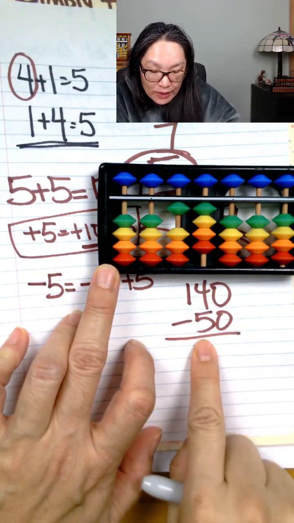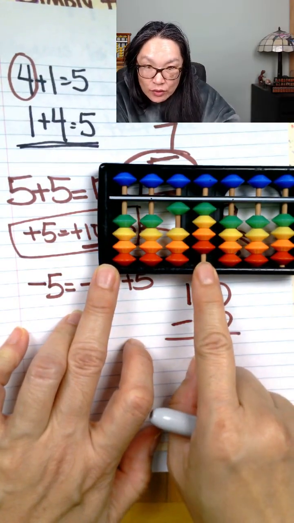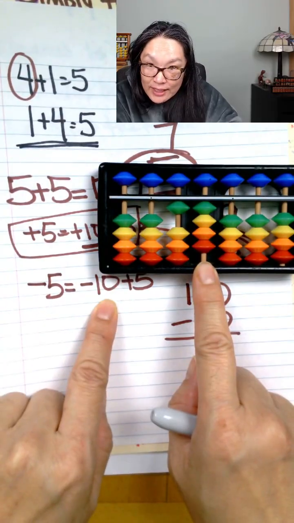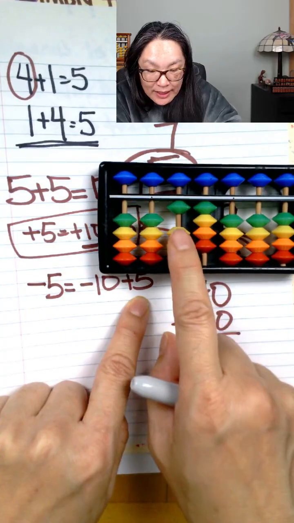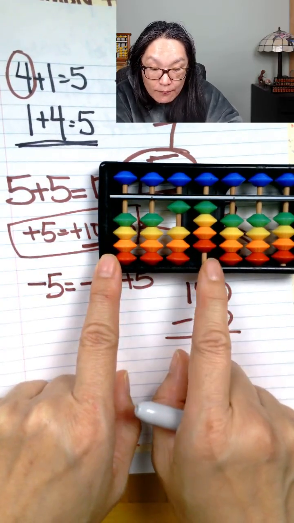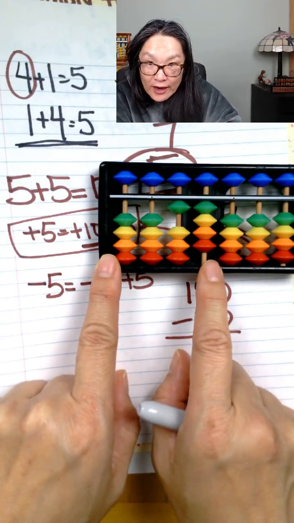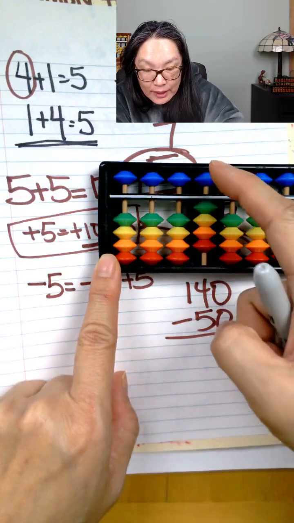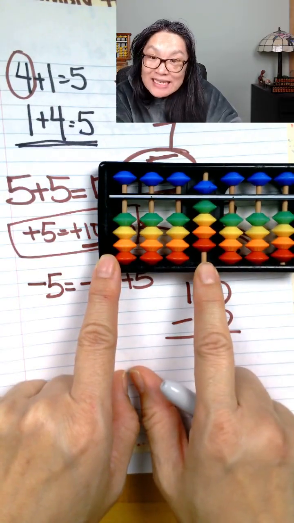So if you look, I want to minus the 5. Again, I have to minus the 10 plus the 5. All I got to do is minus the 10, which just means I'm going to the next column over. Minus the 10 and then plus the 5. So then my answer is 90.